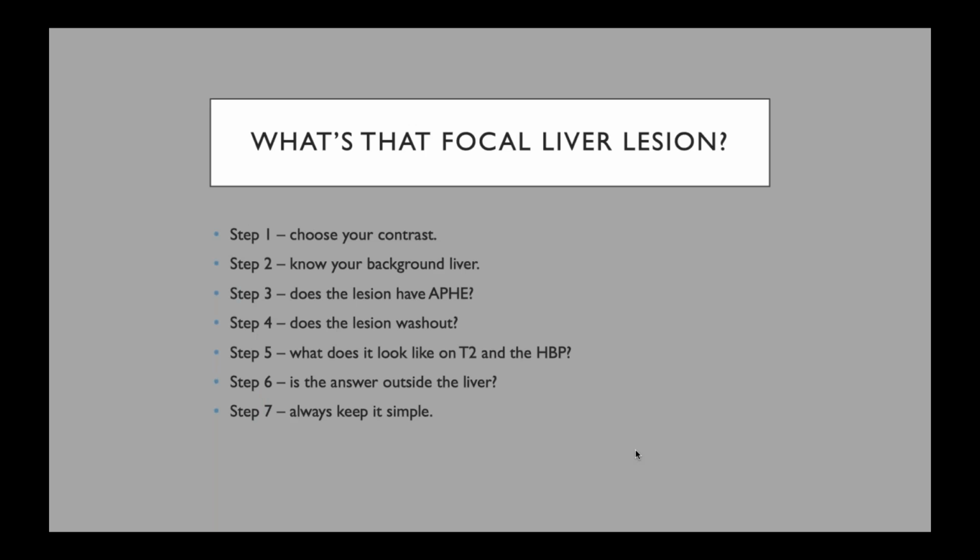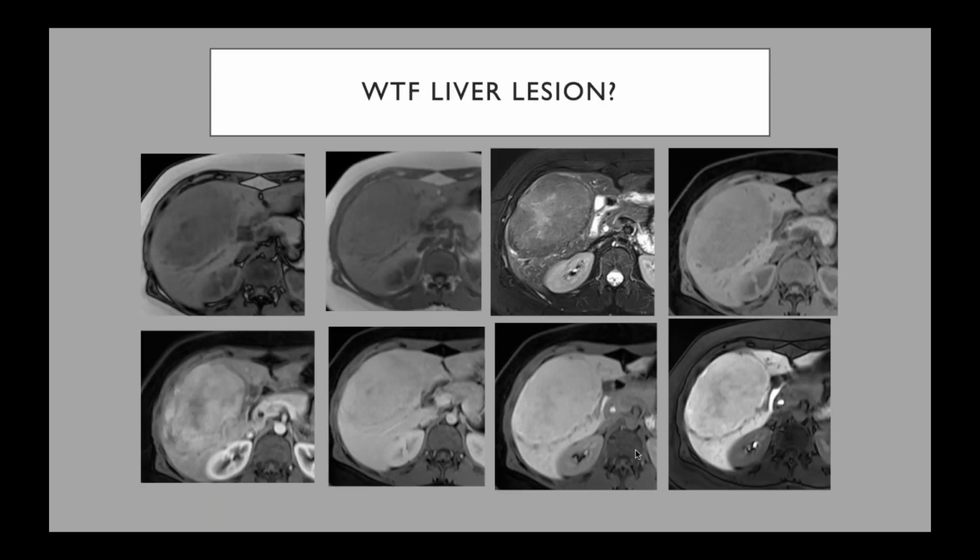So these are the steps. There's only 7 steps you really need to know, and I thought we'd see if we could put them into practice. So I've got a couple of examples to go through for WTF liver lesions. So know your background liver. We've decided to give Primovist for this patient. The opposed phase is here, the in phase is there. There's no significant dropout. So they're not steatotic.